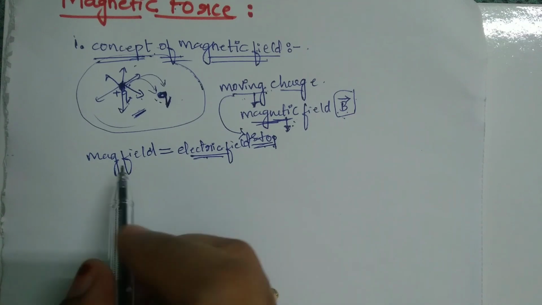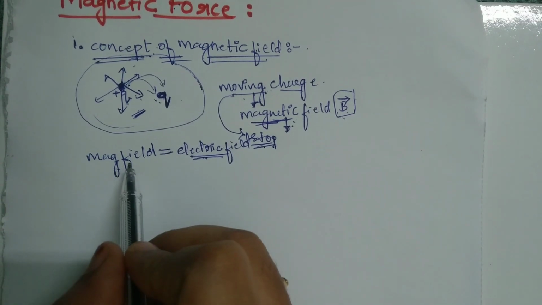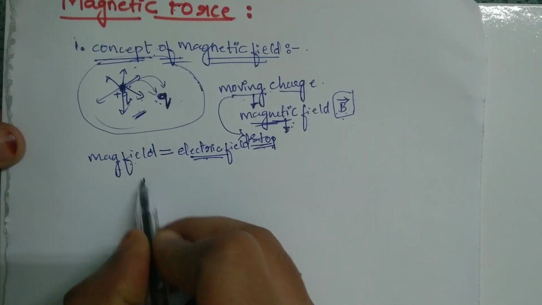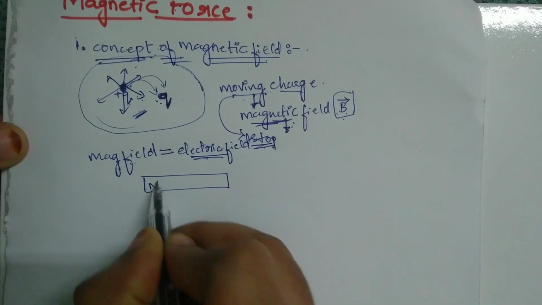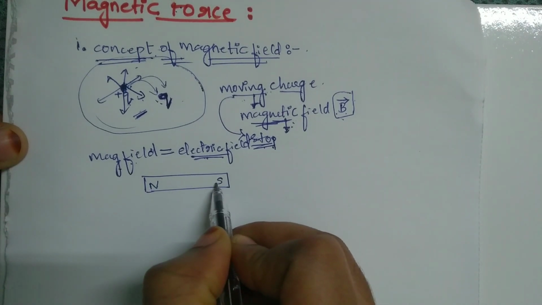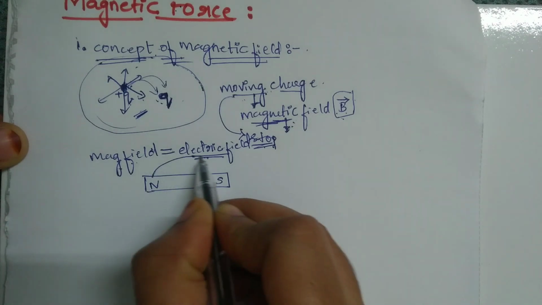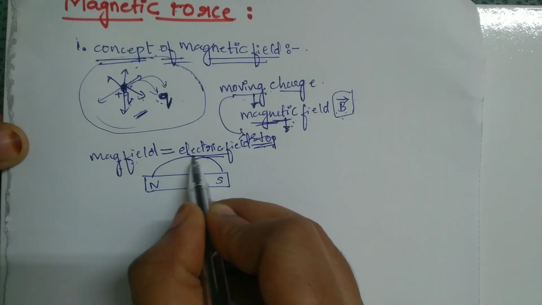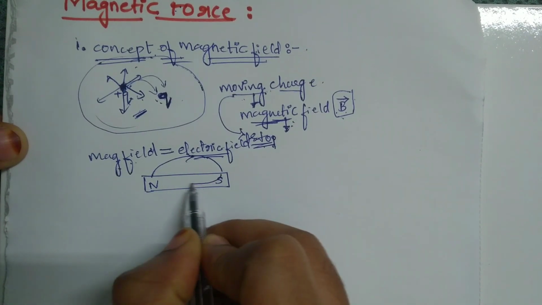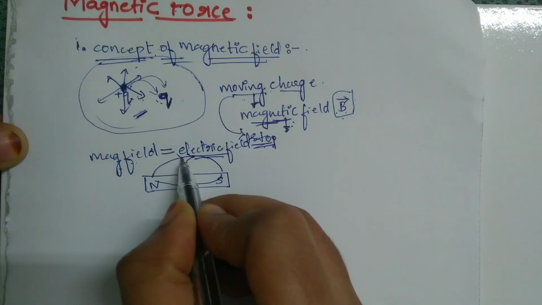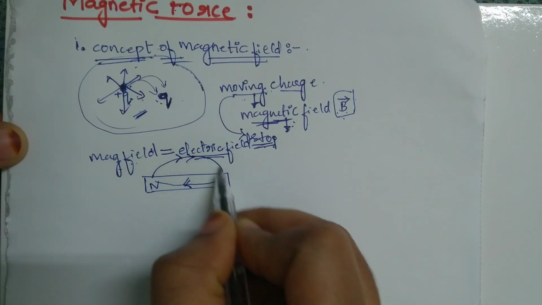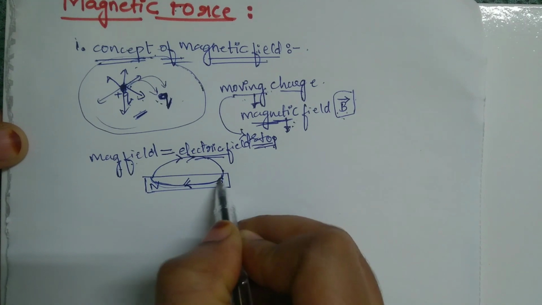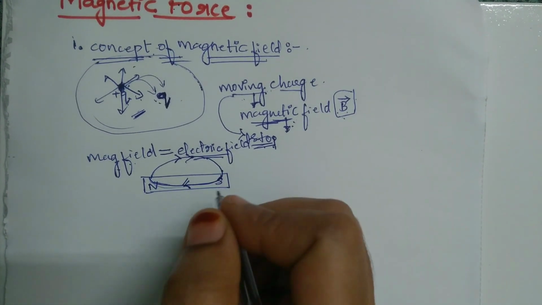In my previous video I explained the properties of the magnetic field. In that you might have seen, if this is the bar magnet with the north pole and the south pole, the magnetic field will start from the north to the south outside, and inside the bar magnet it goes from south to north. Okay, so it will form a closed loop. It does not have any starting point or ending point.